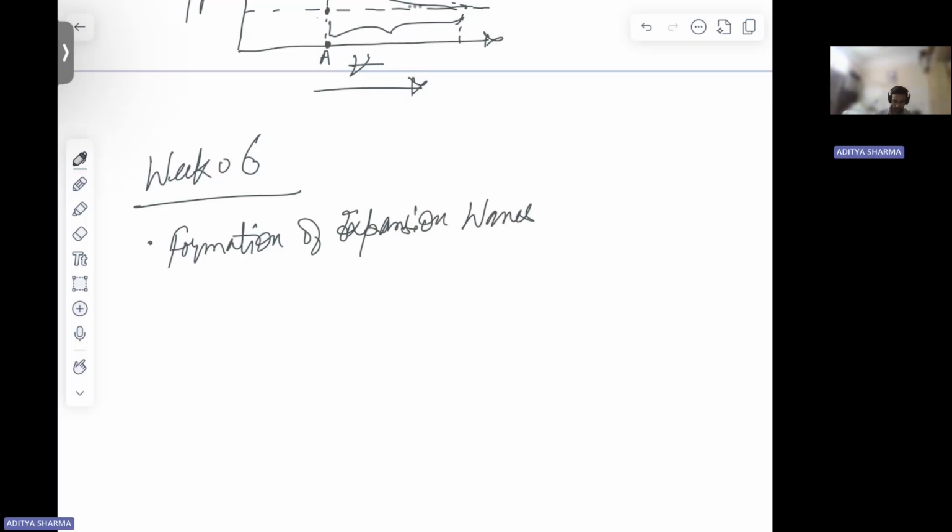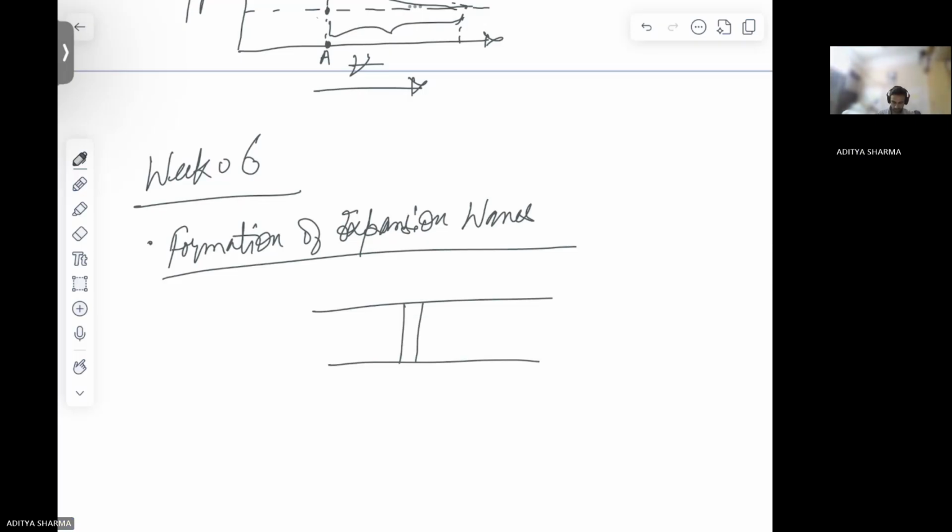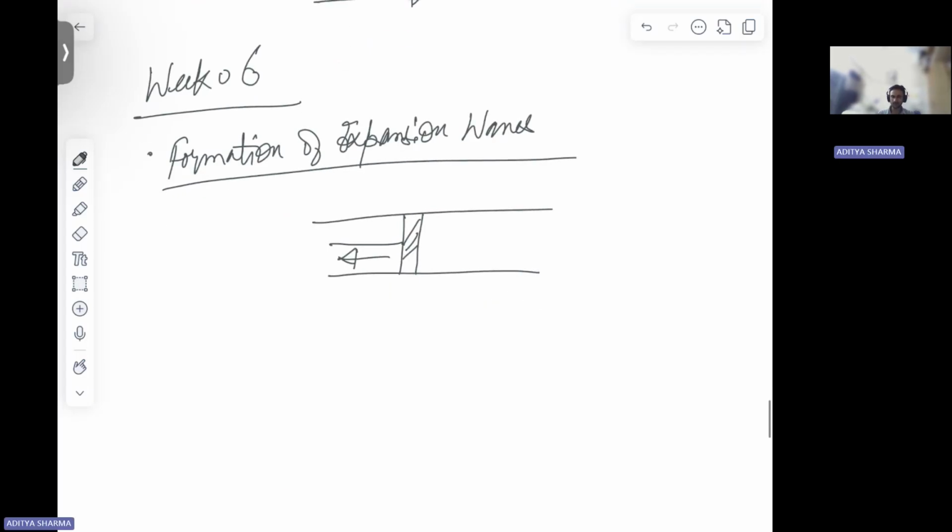So how can we model expansion waves? Again, we are going to take a piston, and we are going to move the piston in this direction. As we keep moving it, it is going to give a series of pressure waves, which we call expansion waves.